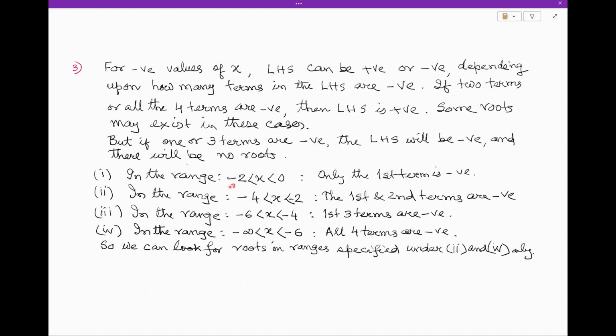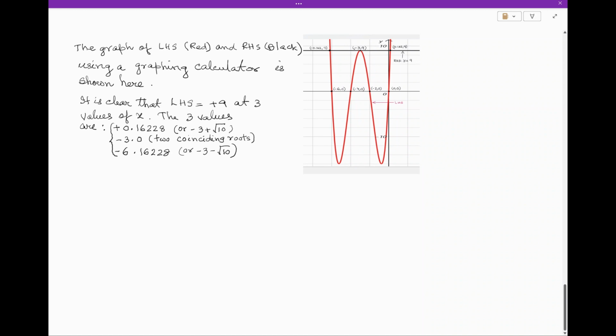When x is between -2 and 0, only the first term is negative. When x is between -4 and -2, then the first and second terms are negative. If x is in the range of -6 and -4, the third term is negative. The first and third terms are negative, and in the range -infinity to -6, all four terms are negative. Since there could be solutions when two terms are negative or all four terms are negative, we have to look for solutions in the second case and in the fourth case, not in the first case and not in the third case.